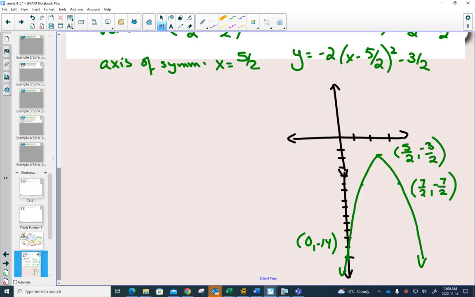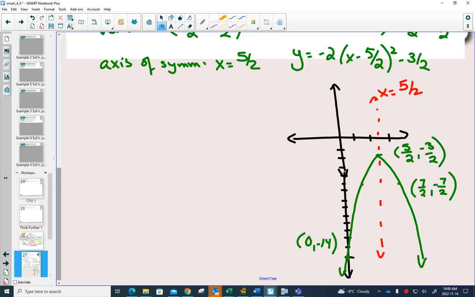We can label our axis of symmetry with a dotted line. I prefer to use a red pen for that. And we can label it as x equals 5 over 2. It's what splits your parabola equally in half.